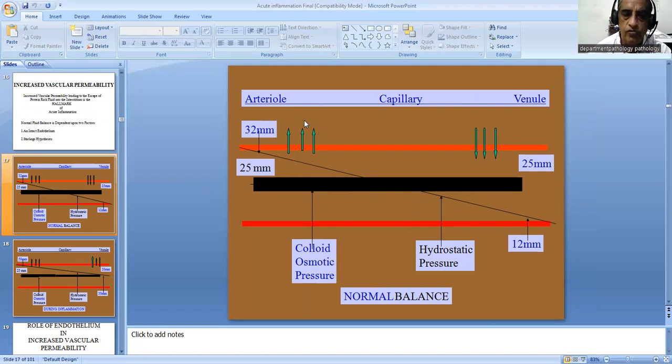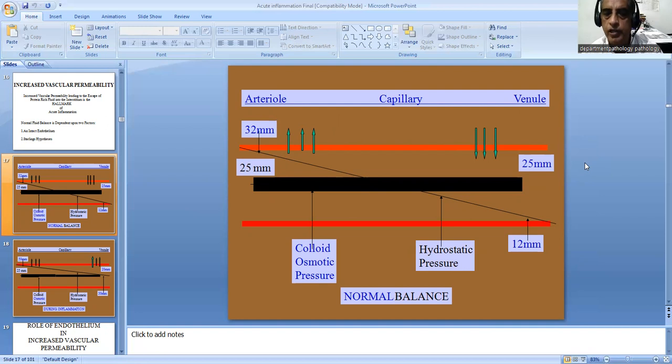Now this fluid has gone out and gradually the pressure is coming down, and at the venular end it comes down to 12 mm. The colloid osmotic pressure remains constant at 25 mm. So now we have a net positive osmotic pressure of 13 mm. And what does it do? It tends to draw the fluid towards itself, inwards. So the fluid moves inwards. And whatever little fluid is left behind is drained away by the lymphatics. So that is how the normal balance, without any swelling, without any edema, is maintained.